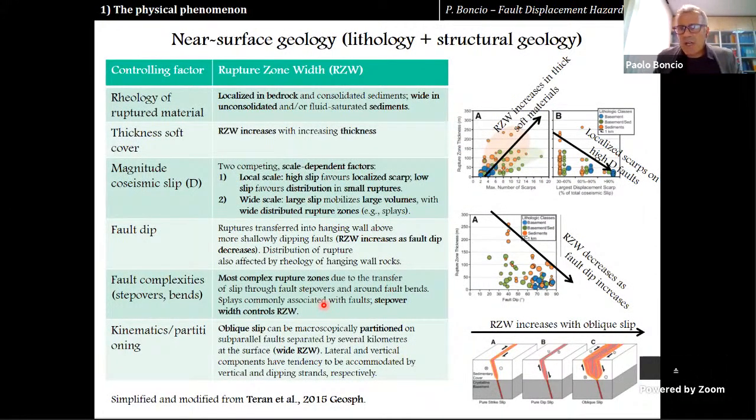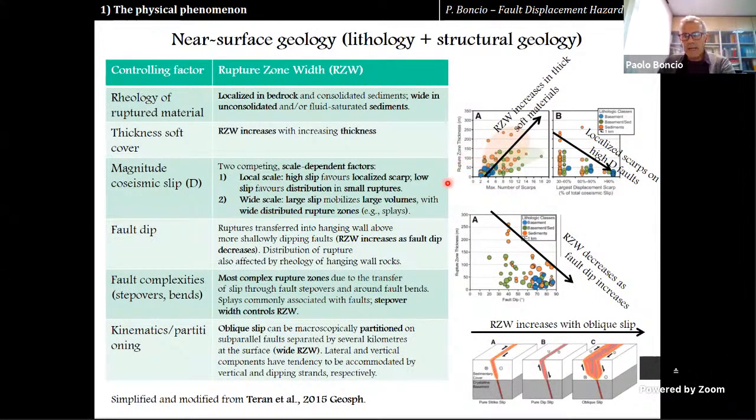Okay, near surface geology can be very important in controlling the characteristics and width of the rupture zone. This is a table simplified from a paper by Teran et al, 2015. Main controlling factors are lithology and thickness of the surface material. The rupture zone is localized in bedrock and wide in unconsolidated sediments, and the width increases with thickness of soft material. The magnitude of the displacement matters.